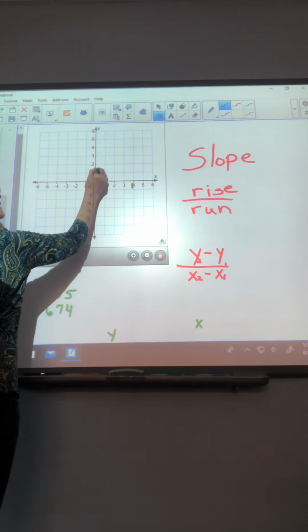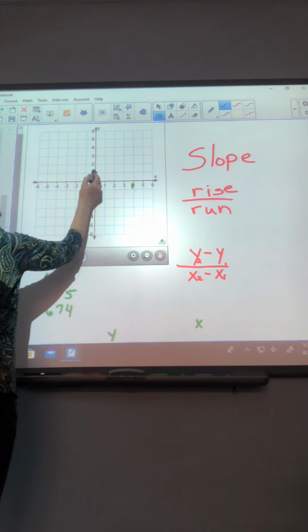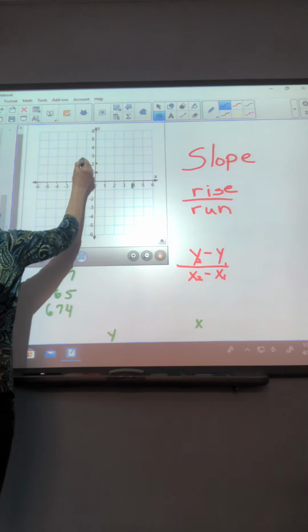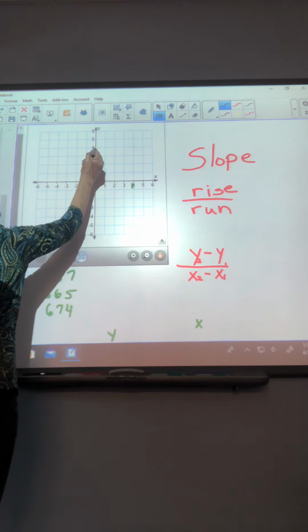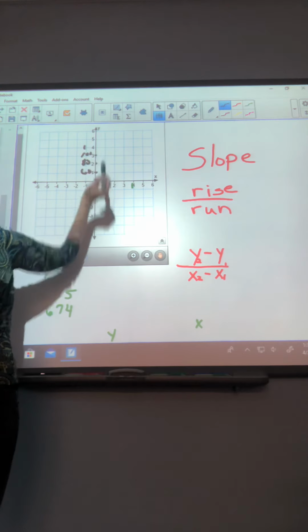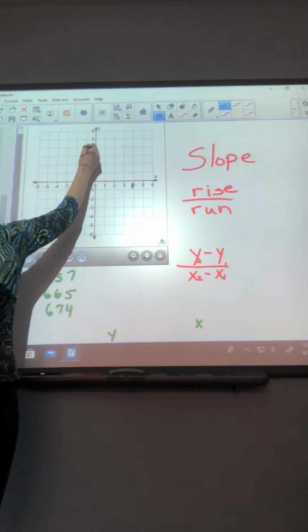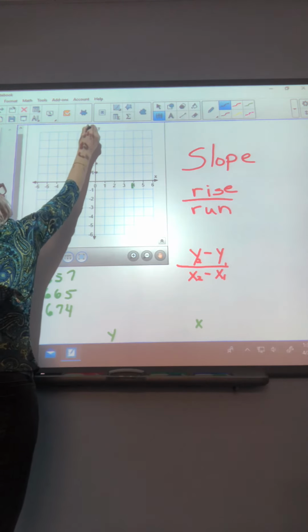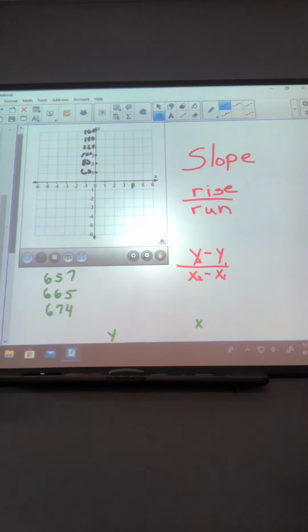So, okay, 60 is here. 80 I'm going to put here. 100 is going to be there. So this would be 120. This would be 140, and this would be 160. So you can see that I'm counting by 20s on the graph. Okay.